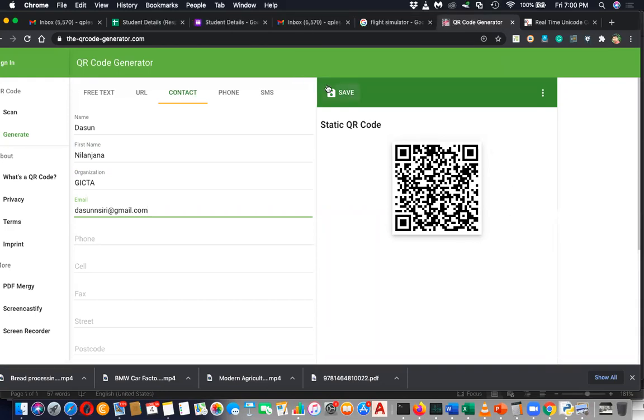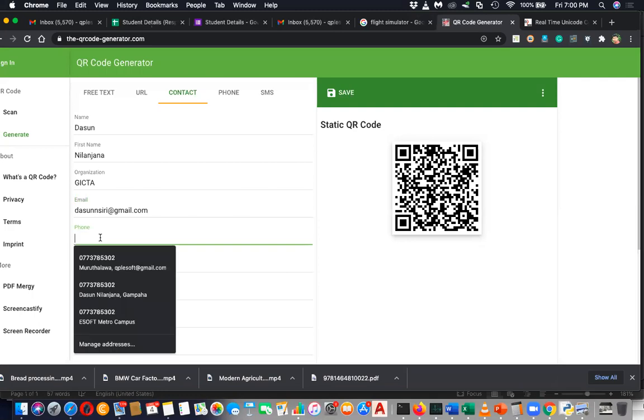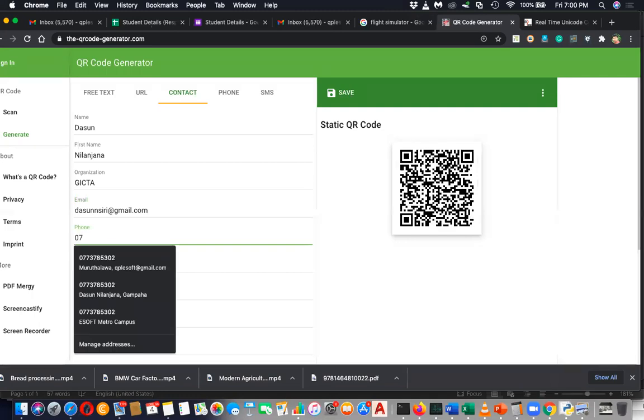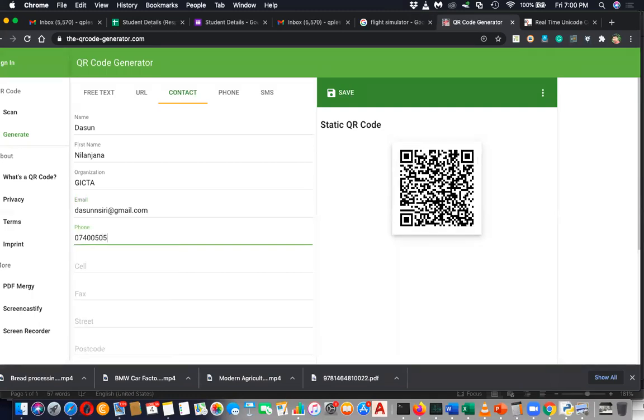If you have a mobile phone with you, you can scan this QR code and get this information through the mobile phone. Just scan that and you can get the information. Okay, so that is about QR code. You input and store information. This will be the input.